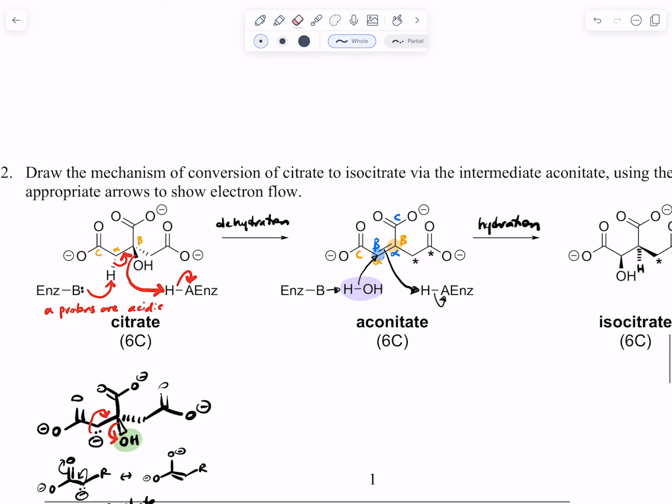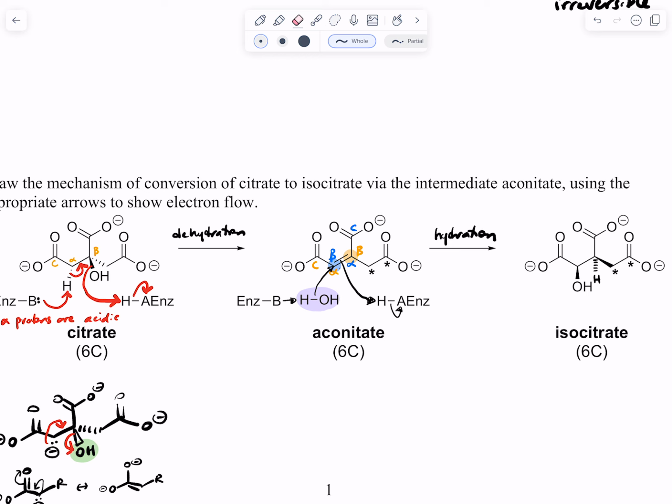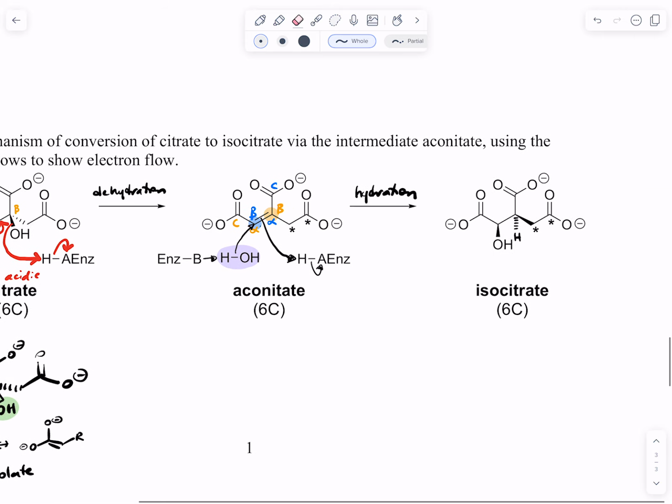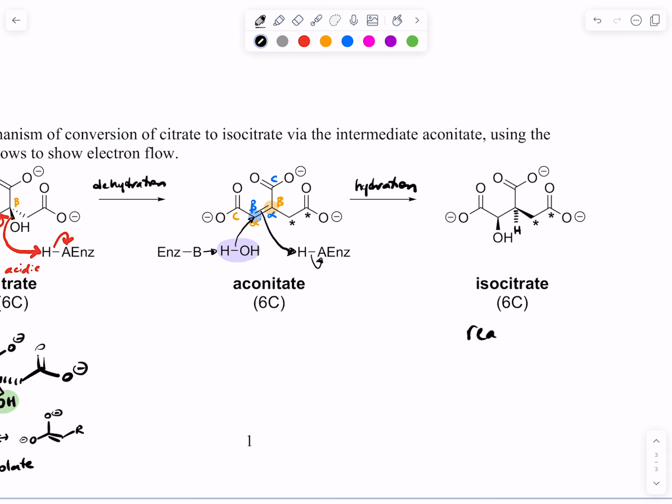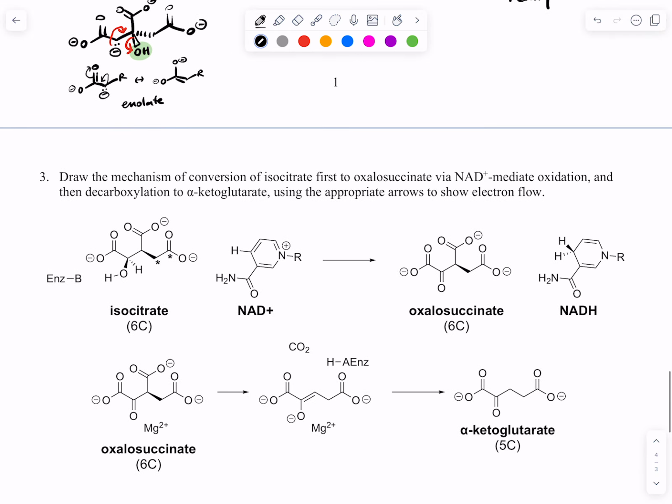All right, questions about the hydration step? And remember, this is beautiful because it puts the OH on a secondary carbon. And when you see isocitrate, you need to be thinking ready to oxidize. And that actually is our next reaction.